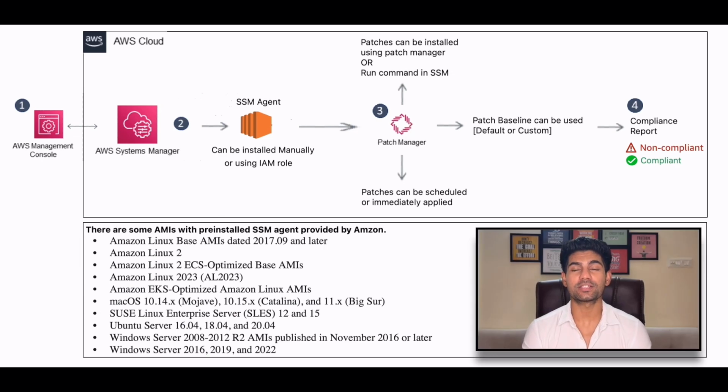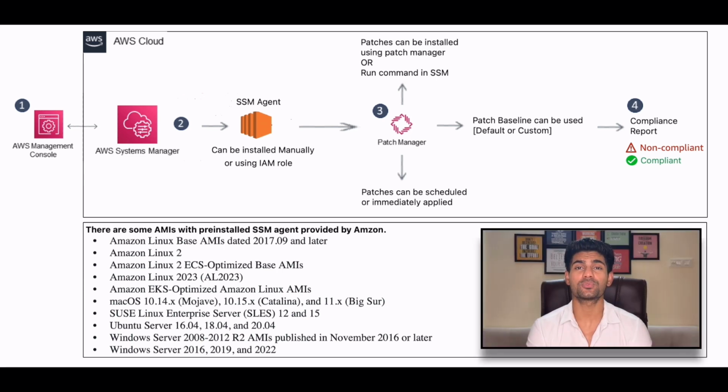Now, to manage the patches of our instances, we have to install the SSM agent in our instances. We can install the SSM agent on cloud instances, and it works with on-prem instances as well. There are several ways to install it. We can manually download the agent and install it on the instance, or we can assign an IAM role or policy to the AWS instance for quick setup of SSM.